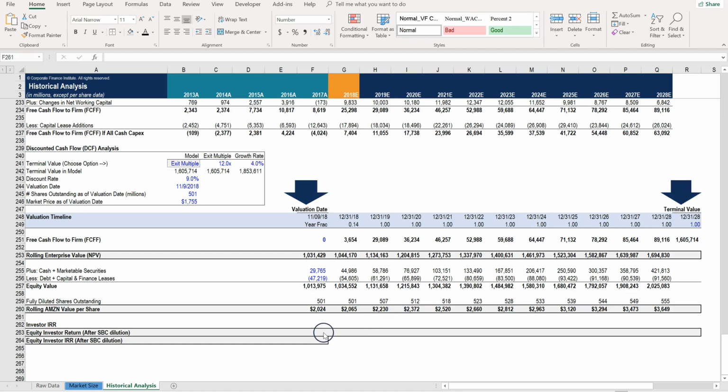Now let's do something interesting. Let's calculate the equity investor internal rate of return of buying the shares at the current market price right now and holding them all the way until December 31st, 2028, and taking into account the stock-based compensation dilution, or increased share count, that's occurring over that time period.